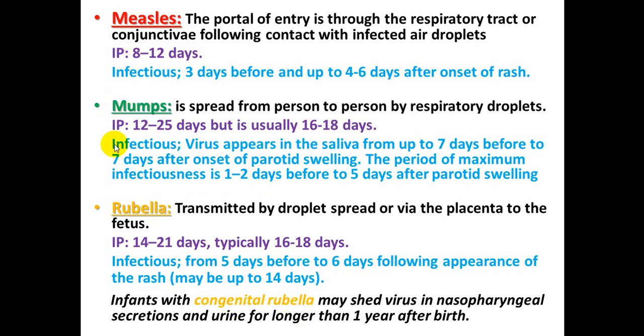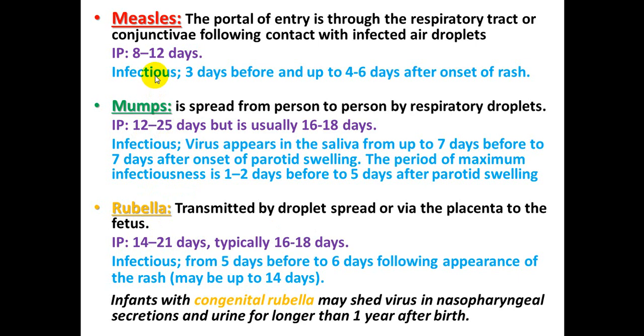Regarding the incubation period, it is the period from the entrance of the virus till the appearance of the signs and symptoms. It is about 8 to 12 days in a case of measles, and about 16 to 18 days in both mumps and rubella, but it ranges from 14 to 21 days in rubella, and from 12 to 25 days in mumps.